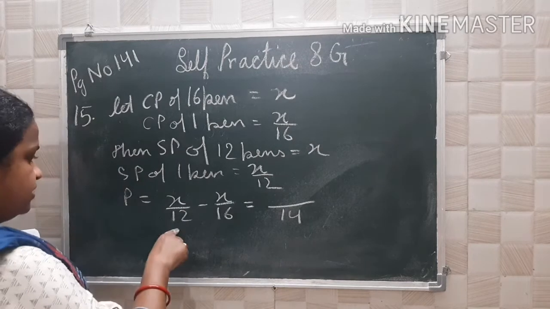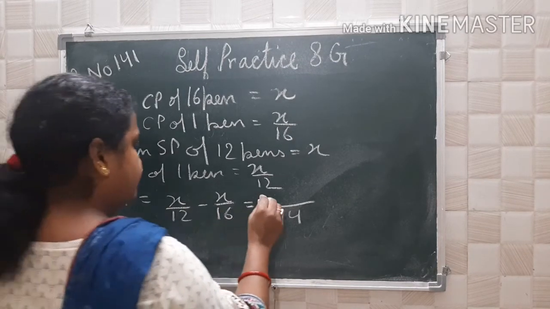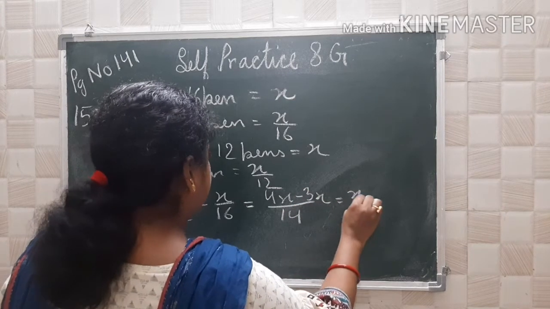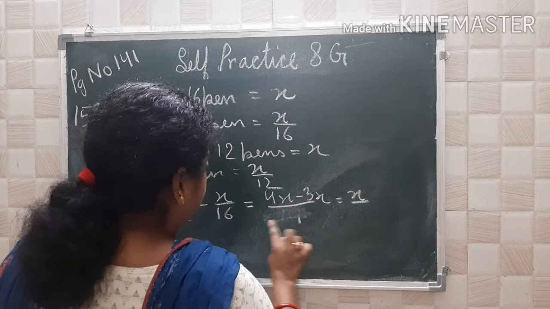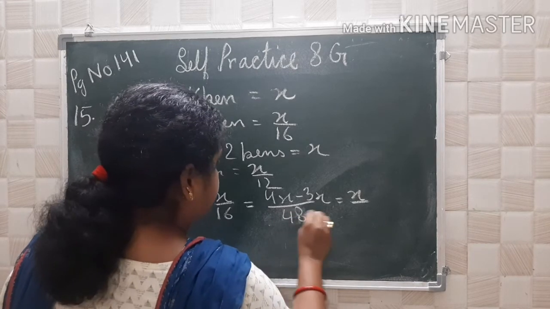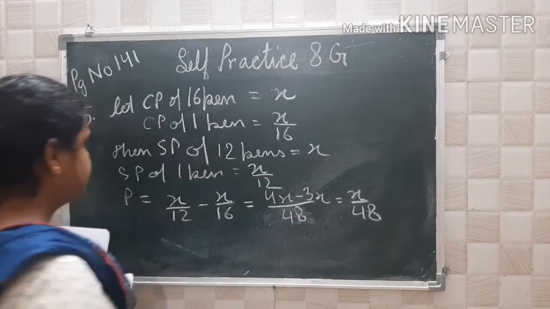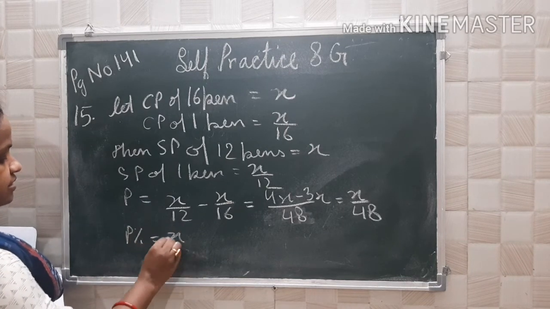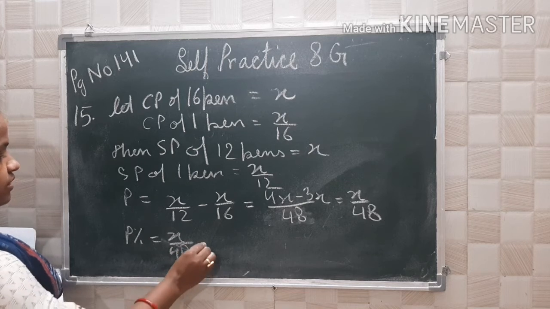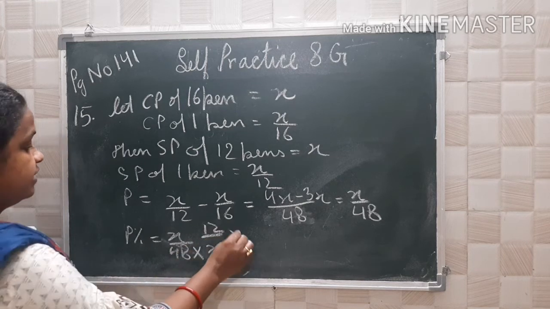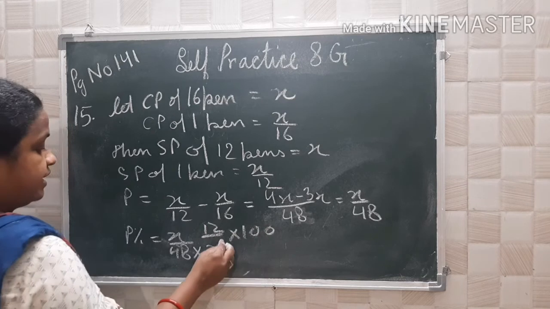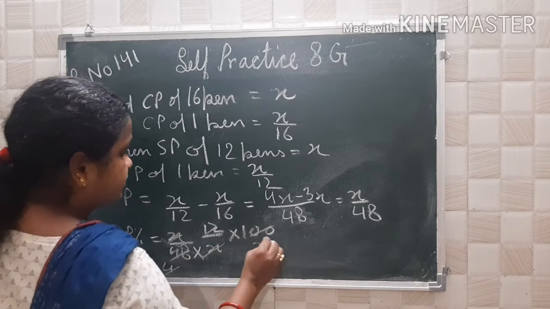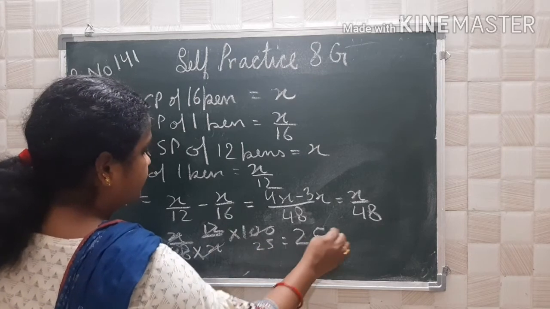4x minus 3x upon 48, which is equal to x upon 48. This is a profit, and what will be the profit percent? x upon 48 into 12 upon x into 100. x and x cancel out, 12 goes into 48 four times, 4 into 25 is 100. That means the profit percent will be 25%.